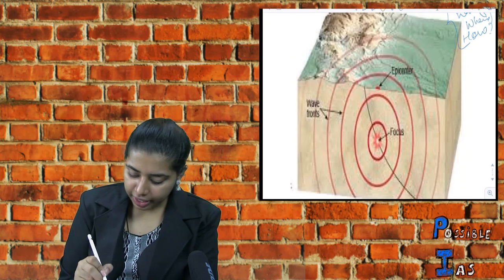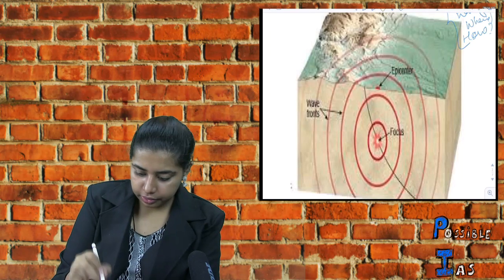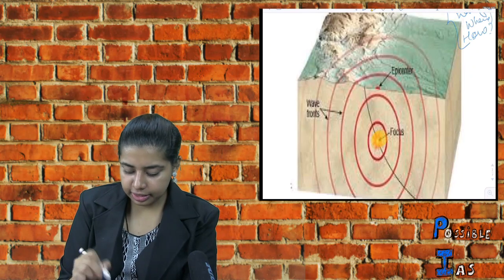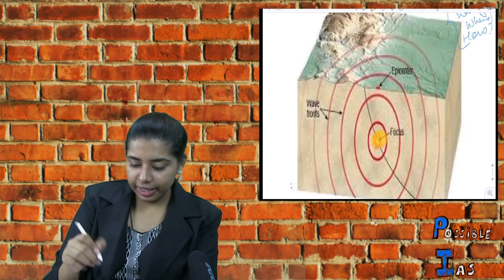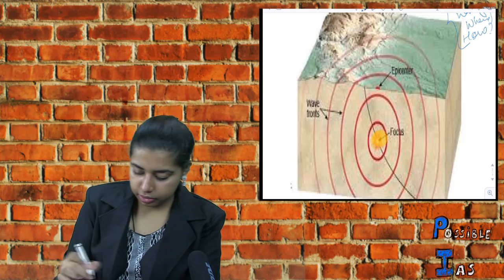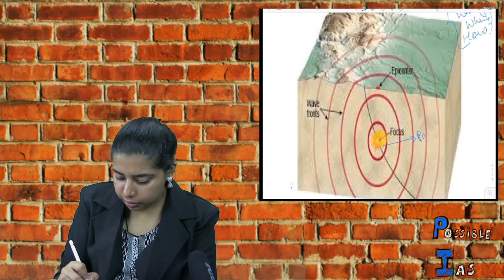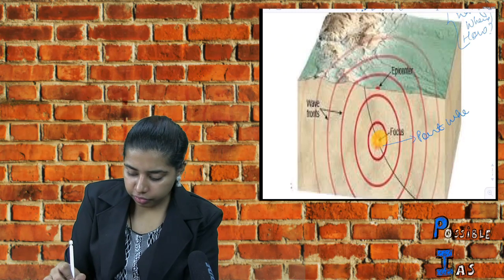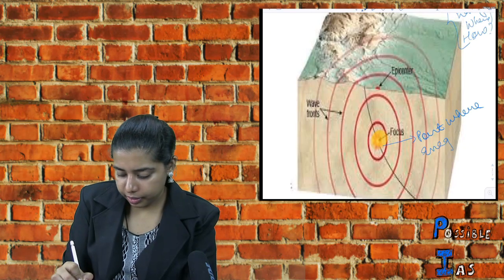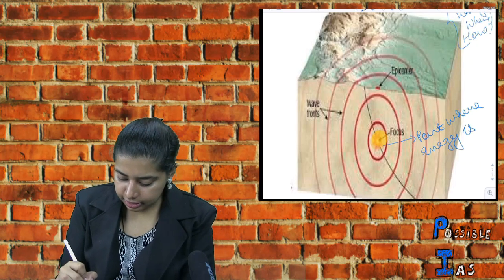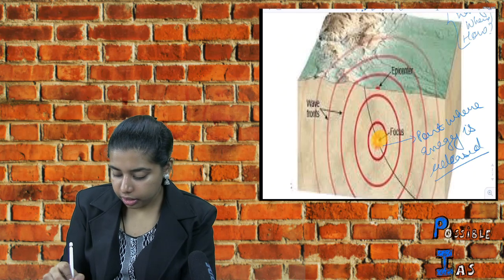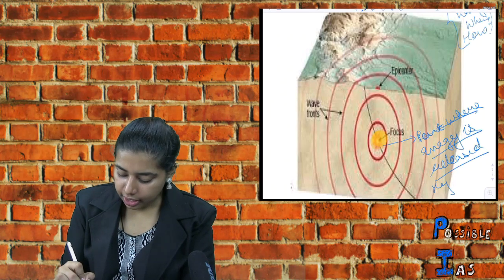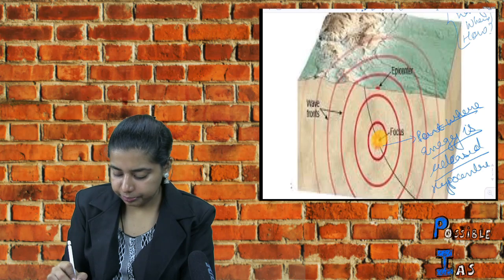So the first thing, the exact point where the energy is released, that is known as the focus. The focus is the point where energy is released. Focus is also known as the hypocenter.